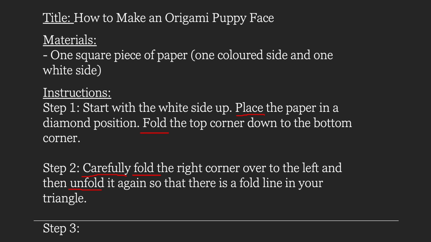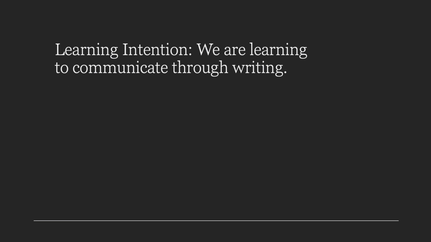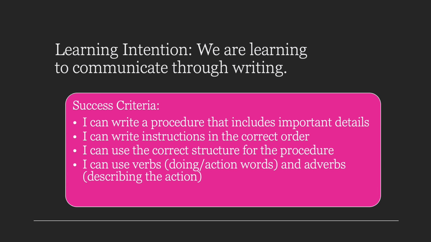So in your procedures, when you write, guys, you need to make sure that you include the action word, so the verb, and the adverb, which is describing the action. So here is our learning intention and success criteria. Again, we're learning to communicate through writing. I can write a procedure that includes important details, which we've started. We can write instructions in the correct order, which we've begun. We're using the correct structure, so where we started with the title, then materials, and then the instructions. And then we used verbs, which are doing or action words, and adverbs, which are describing the action. So you can continue this procedure on your own. Can't wait to see it. Have fun.